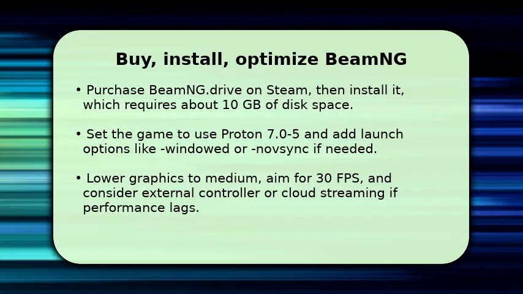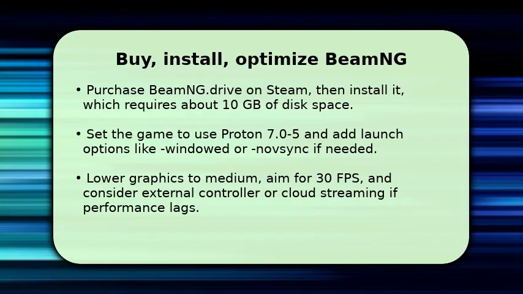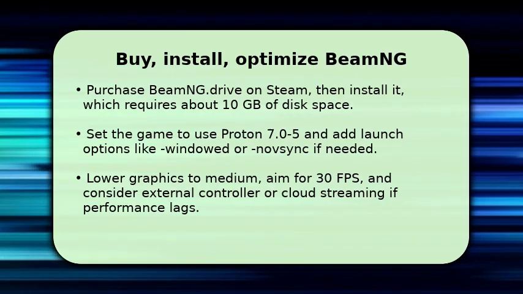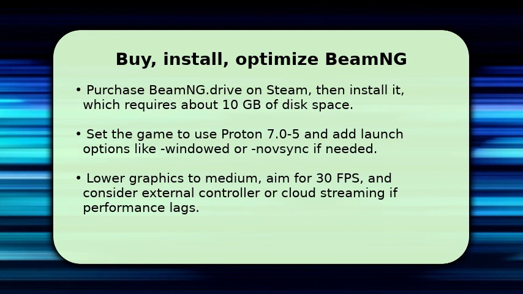In the game's properties, force the use of Proton 7.0-5 and add launch options such as windowed or NavSync to reduce stuttering. Start with medium graphics and a 30 FPS target, reduce shadow distance and vehicle density for smoother play, and consider using an external controller, USB gamepad, or cloud streaming service if your Chromebook's hardware cannot maintain stable frame rates.